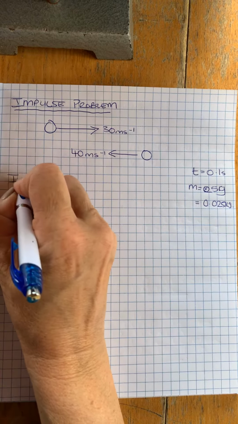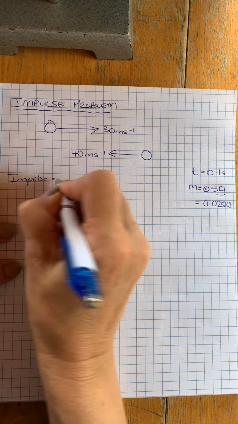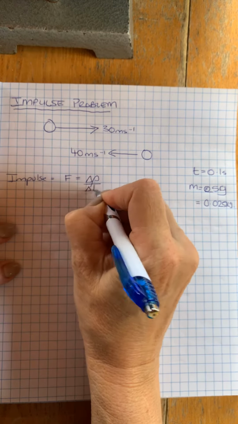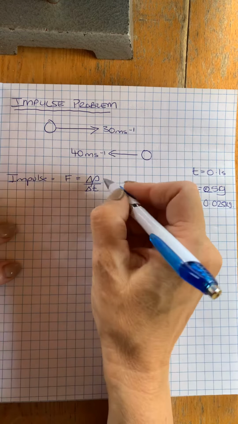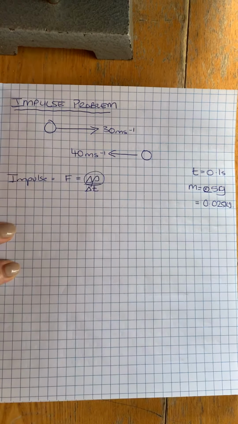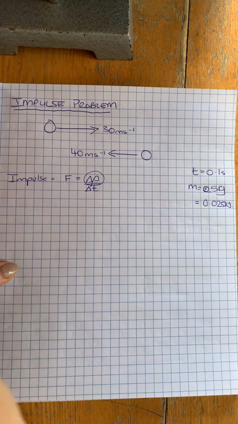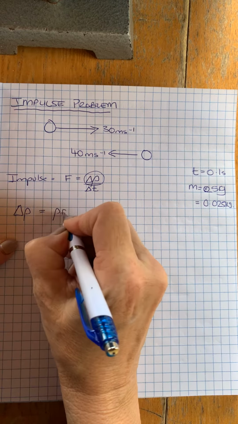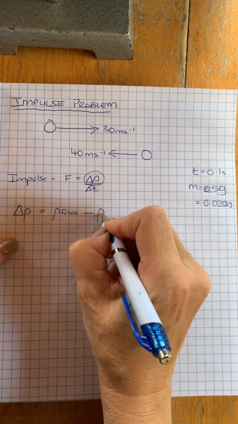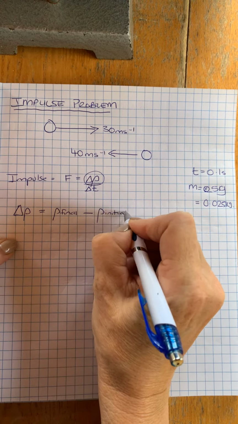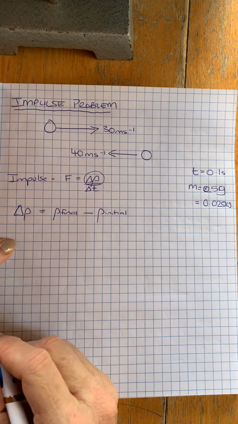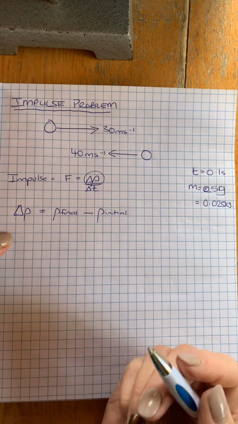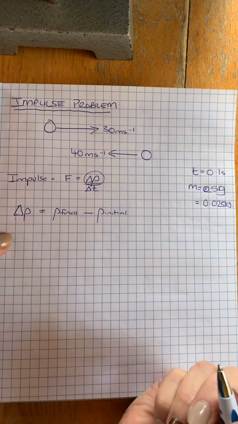So the formula for impulse: force is change in momentum over change in time. So the thing we don't have at the moment is this change in momentum. And change in momentum is the final momentum minus the initial momentum. Just like in change in velocity, change in distance, change in anything, final minus initial.